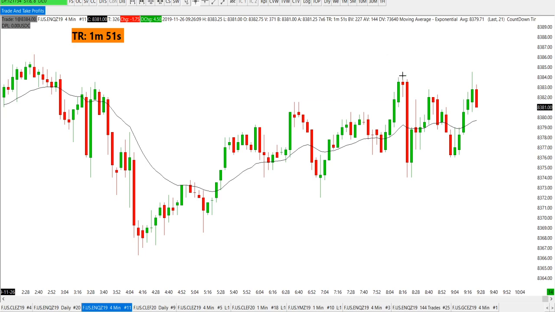I do see some type of resistance right here, but let's see. I don't see anything right now. All right, so we got that working. So I'm gonna wait 4 more minutes till the market opens.